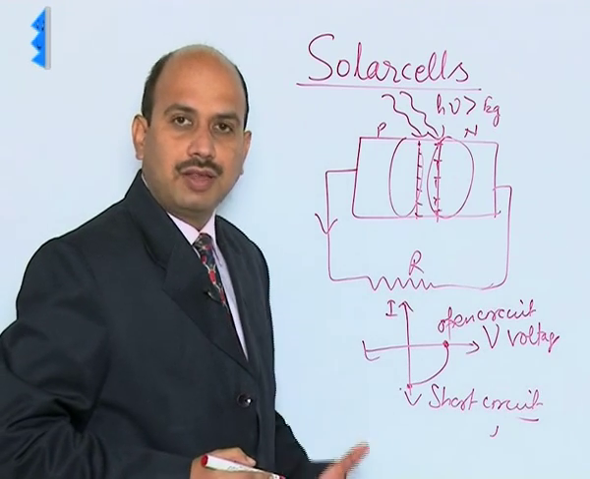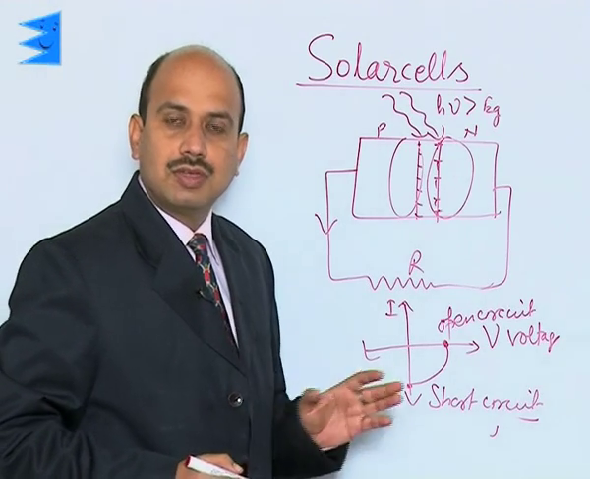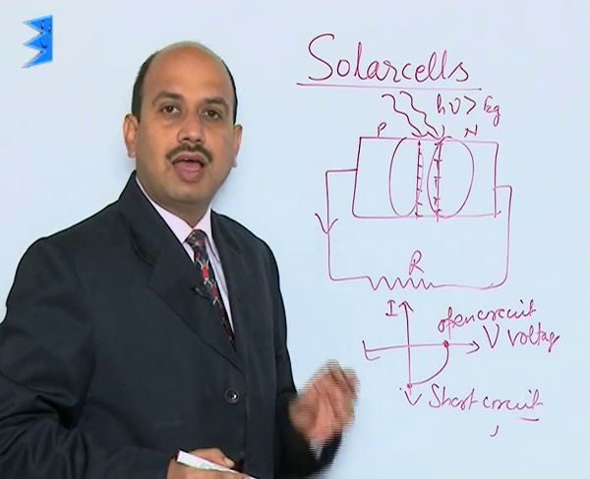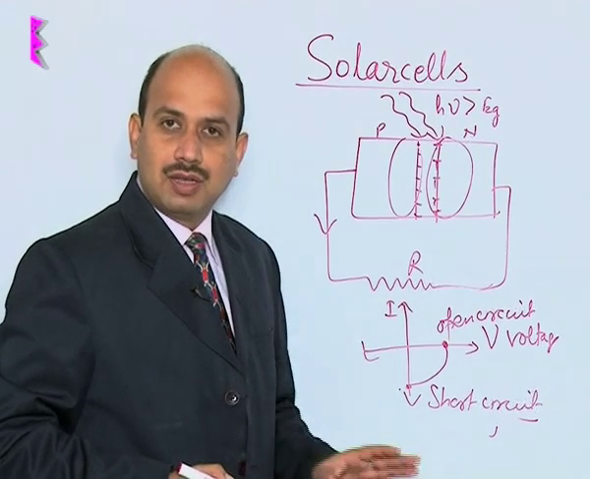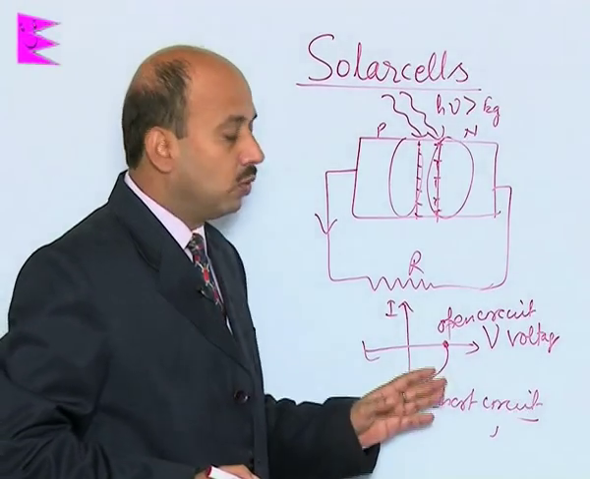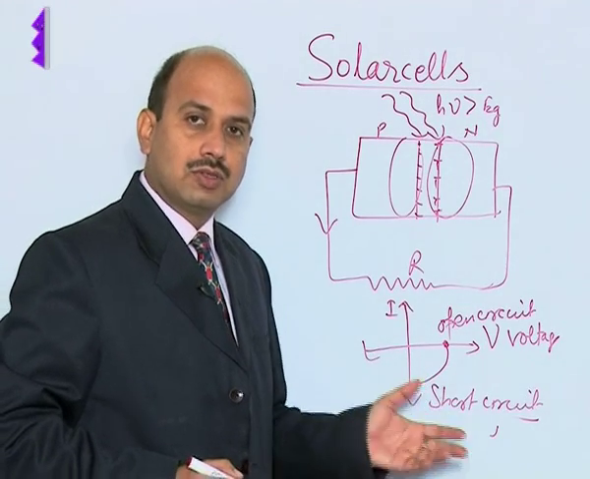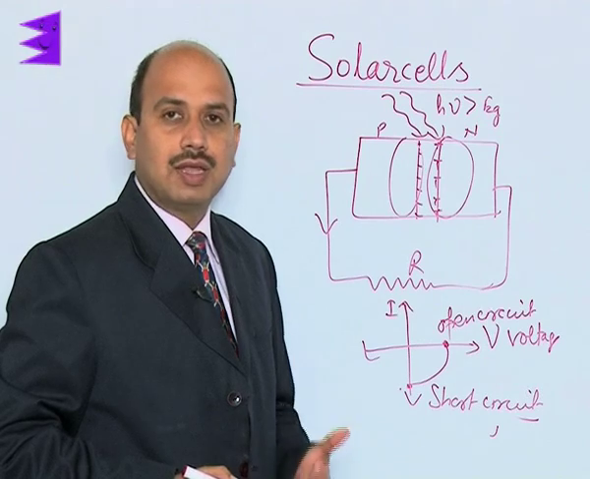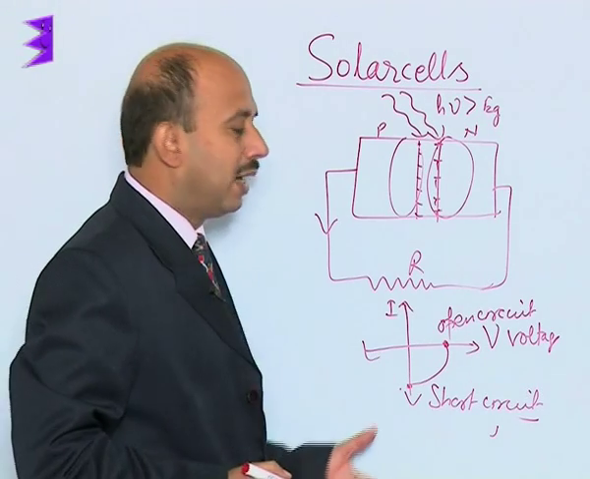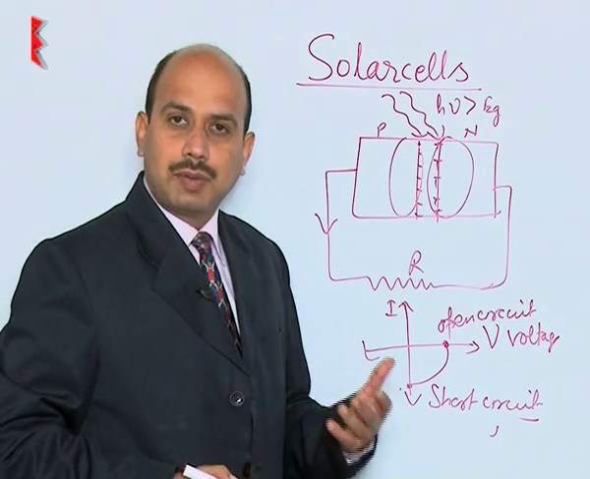So, solar cells give out current and no biasing is done. Take care, unlike in LEDs and photodiodes, where biasing was done: the photodiode was in reverse bias and the LED was in forward bias. But here no biasing is done and it is supplying the current.